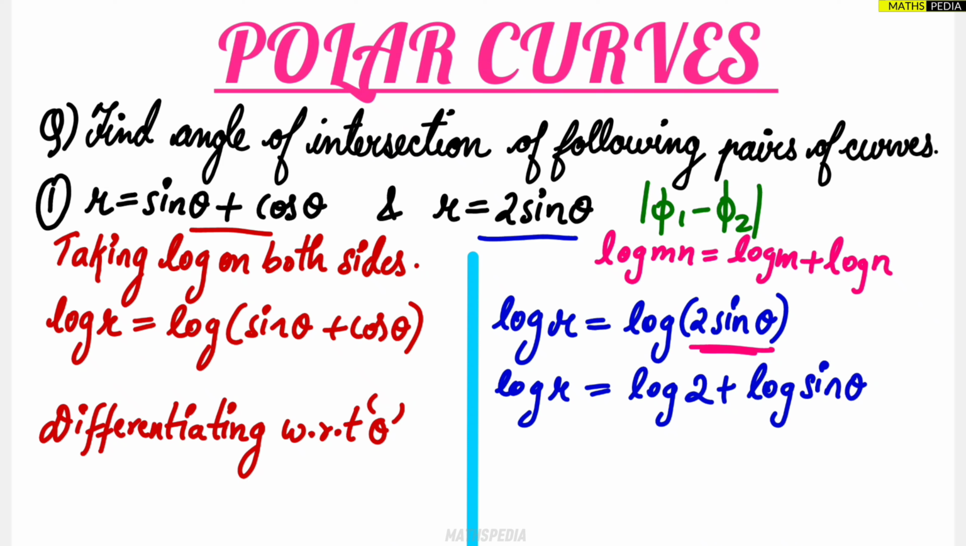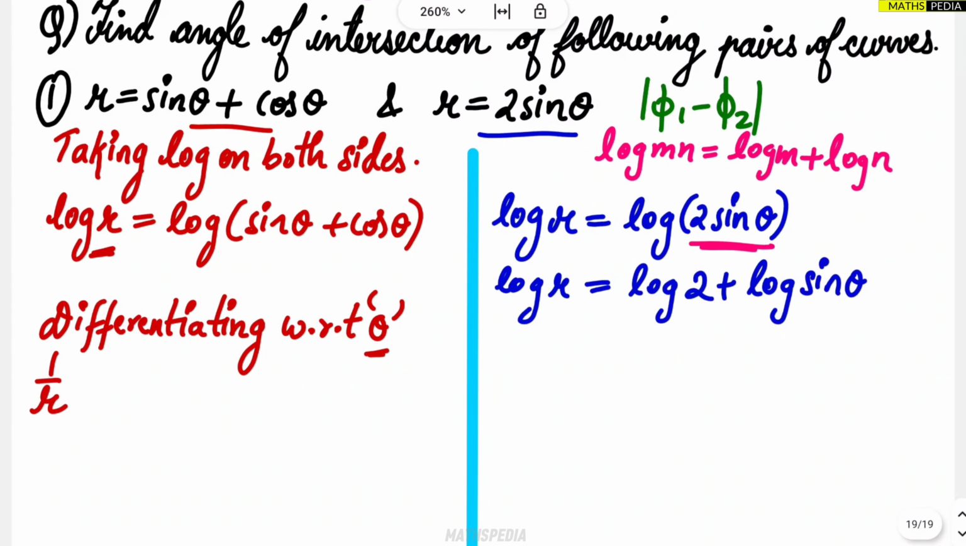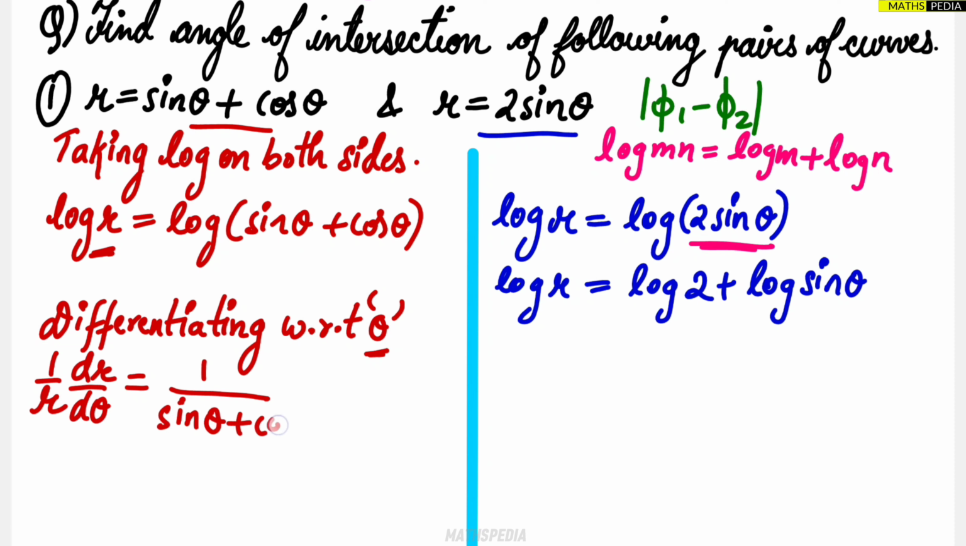With respect to theta. Now here we'll start differentiating. Log r is there, so log x differentiation we have studied, it is 1 by x. Here it is r, so we can write it as 1 by r. But the problem here is that we are differentiating with respect to theta, not r. So we have to write it as dr by d theta, is equal to log of something. Again we have to go for the differentiation. It is 1 by sine theta plus cos theta, but in place of x or theta, sine theta plus cos theta is sitting. Chain rule you have to apply.